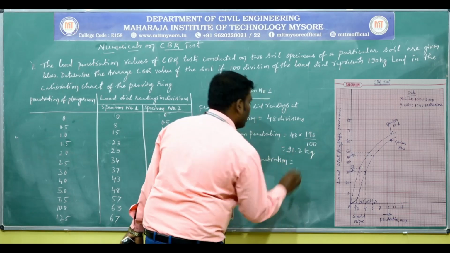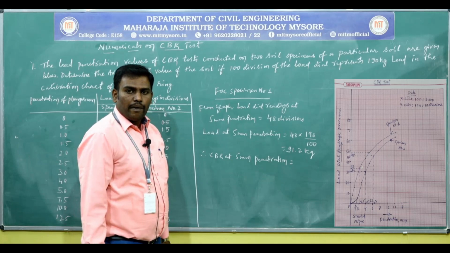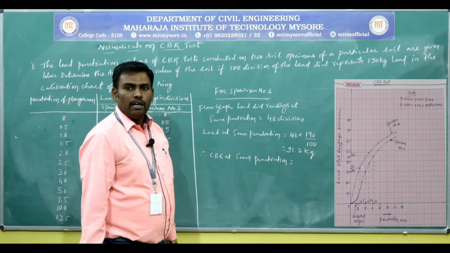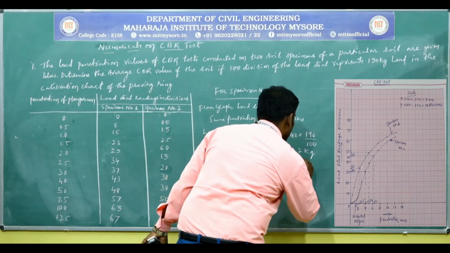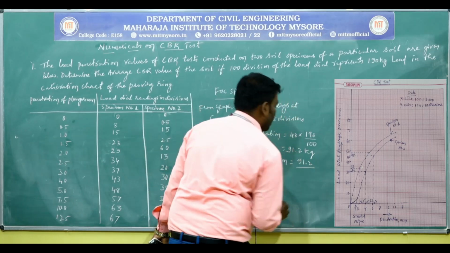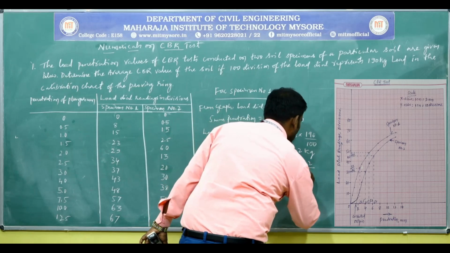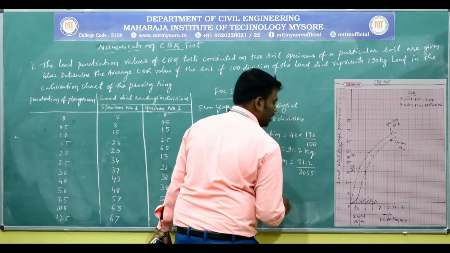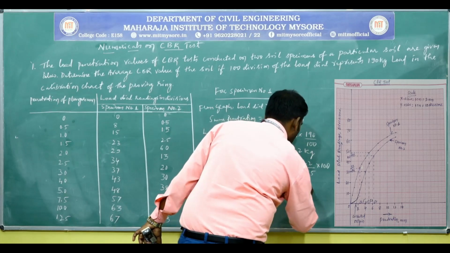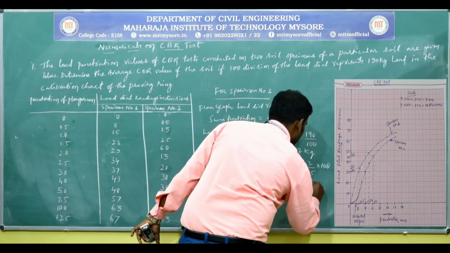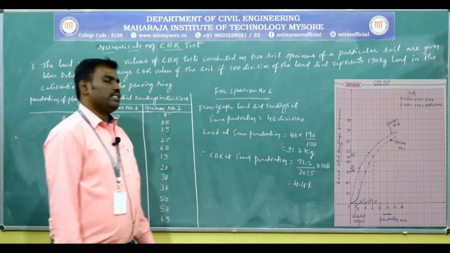Next, therefore, CBR at 5 mm penetration is equal to what? Actual load causing 5 mm penetration divided by standard load causing 5 mm penetration multiplied by 100. What is the actual load? It is 91.2, and what is the standard load? It is 2055 for 5 mm penetration, multiplied by 100. Okay, you may get 4.4%.